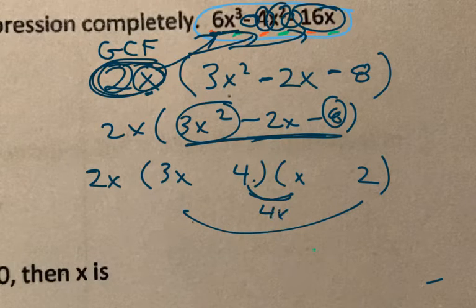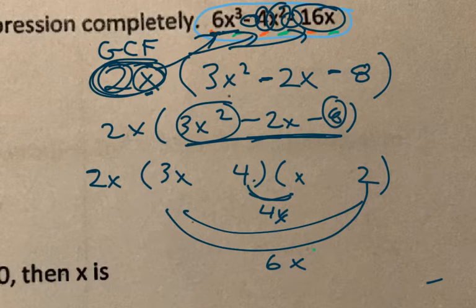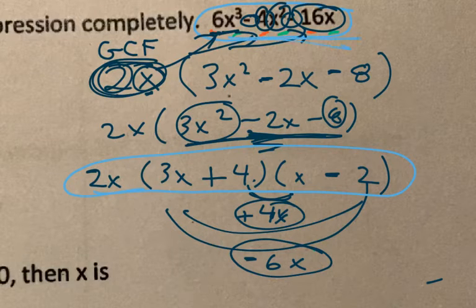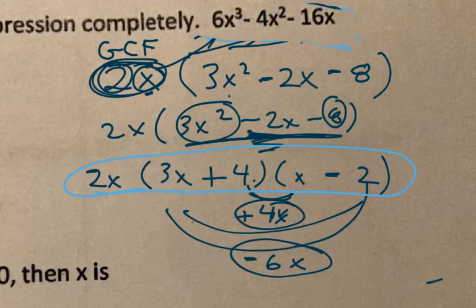So right here I get a 4. 2 times 3 is 6x. Aha! I know a 4 minus a 6 is negative 2. So a plus here gives me my plus 4x. A minus here gives me my minus 6x. This is the complete factored form of our original expression given. Pause the video if you need to. But this is definitely one you ought to just write down and try again, guys. Good one to practice.